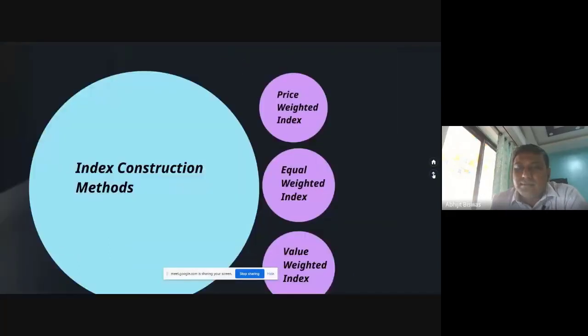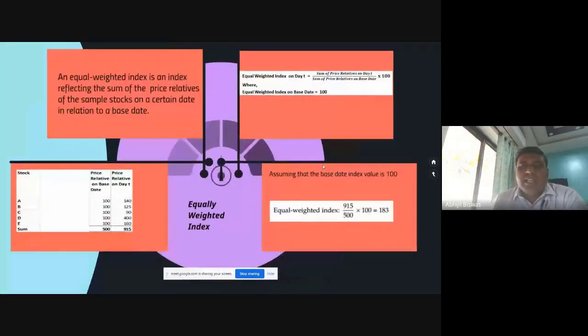Now, equal weighted index. Now look at the formula first.